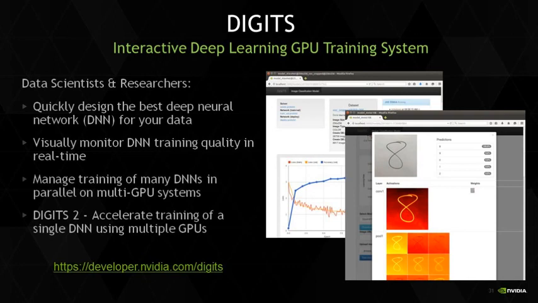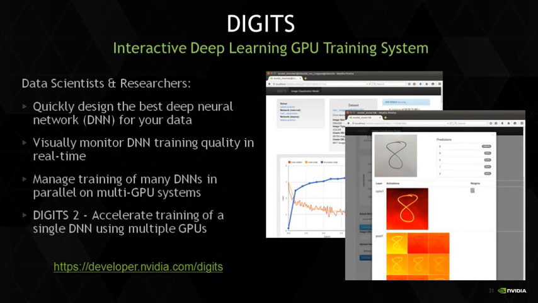And it's not what we call overfitting your task, where it becomes very good at the training data but very bad at previously unseen test data. And Digits will also manage systems with multiple GPUs. There are two ways that happens. One is, if you have 4 GPUs in your workstation, Digits will allow you to train 4 deep neural networks simultaneously, one on each GPU. Or in Digits version 2, Digits will help you accelerate the training of a single deep neural network by parallelizing it across those multiple GPUs.